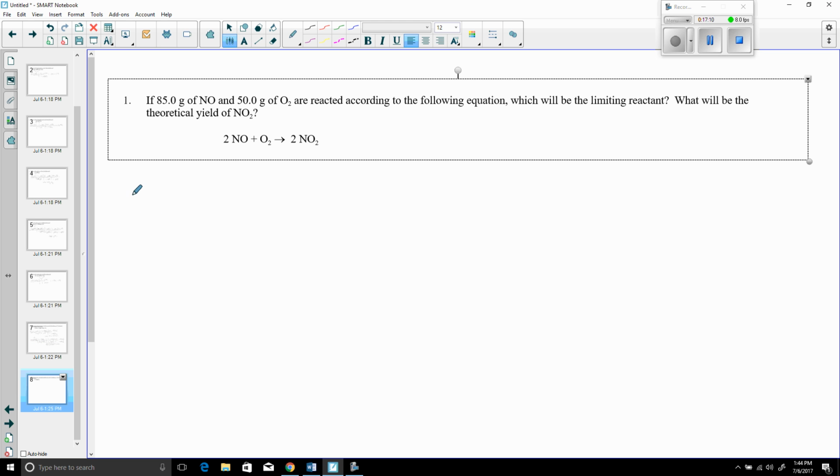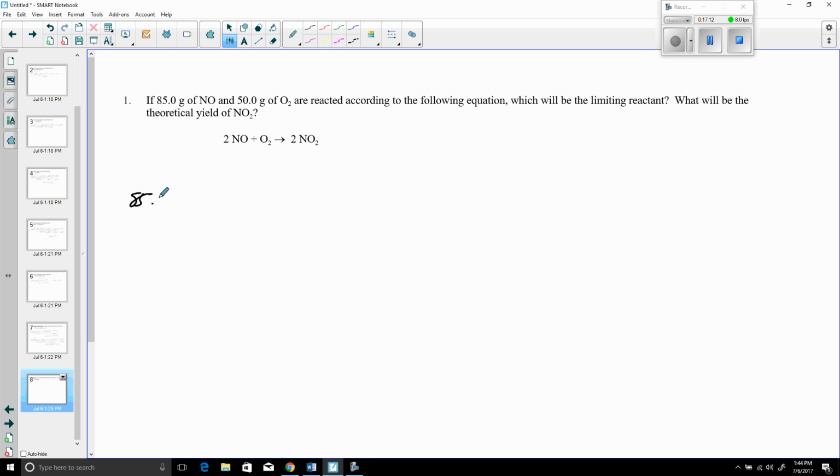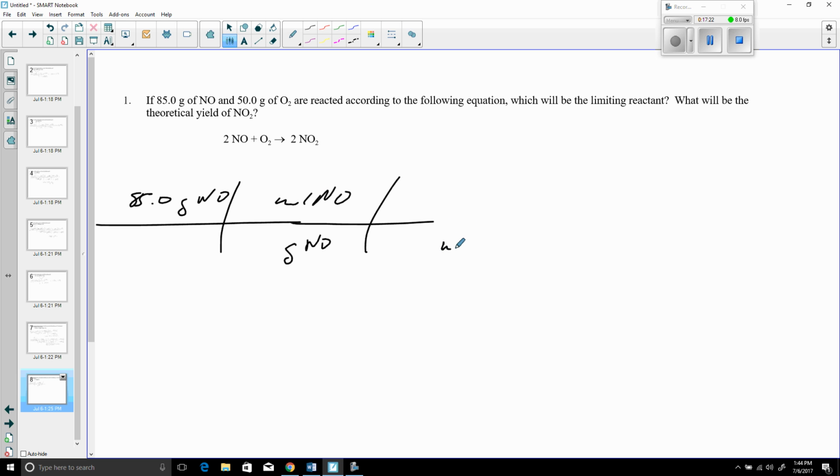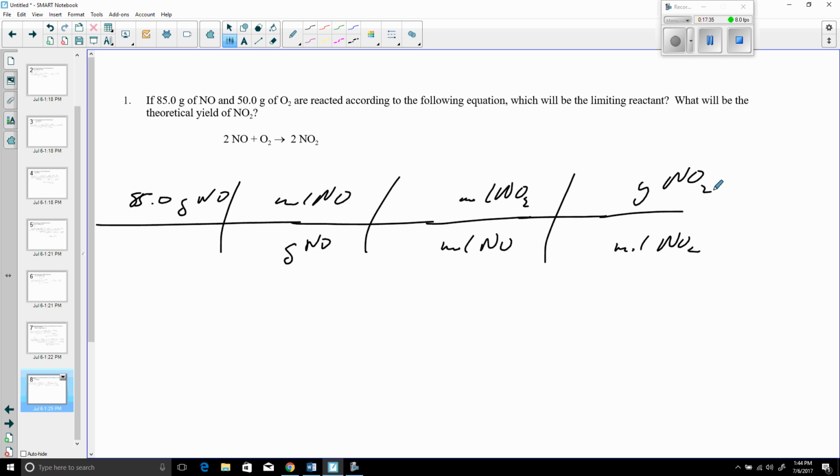So which of these produces the least amount of product? We're going to do the same process again. We're going to take 85 grams of nitrogen monoxide and convert that to moles. Then we take moles of nitrogen monoxide to moles of nitrogen dioxide, and then moles of nitrogen dioxide to grams of nitrogen dioxide. Again, it says what is the theoretical yield? We could stop right here and express our answer in moles, but because they gave us grams in the problem, we're going to express our answer in grams.